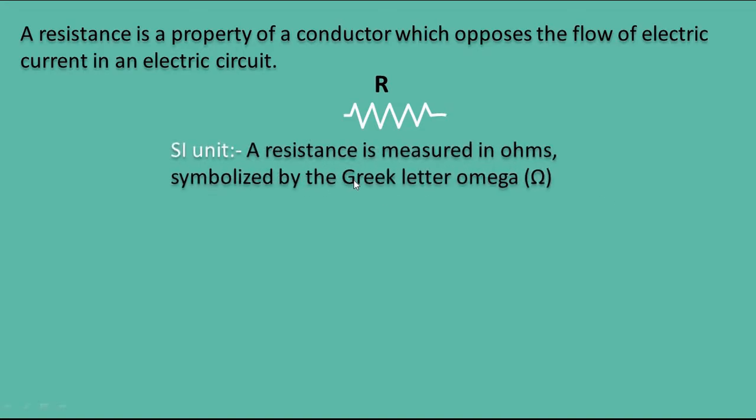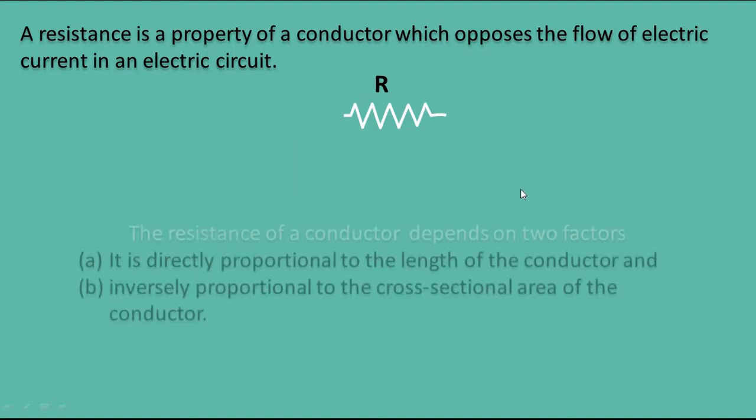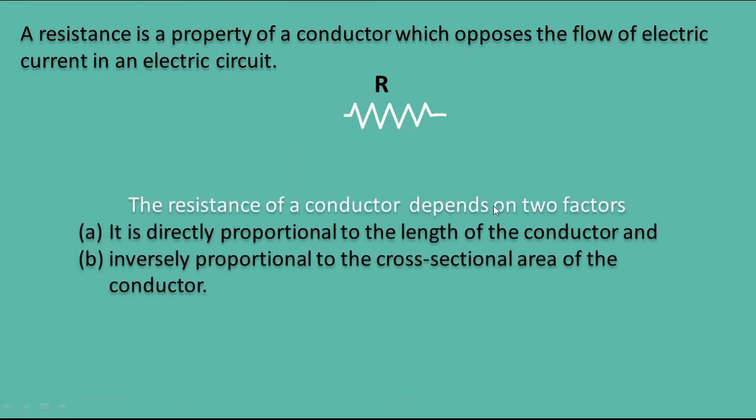SI unit: a resistance is measured in ohms. It is symbolized by the Greek letter omega. The resistance of a conductor depends on two factors. It is directly proportional to the length of the conductor and inversely proportional to the cross-sectional area of the conductor.